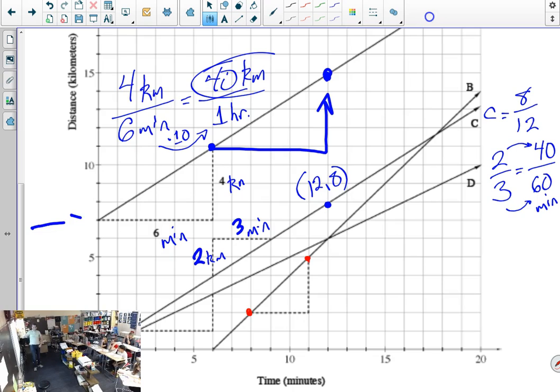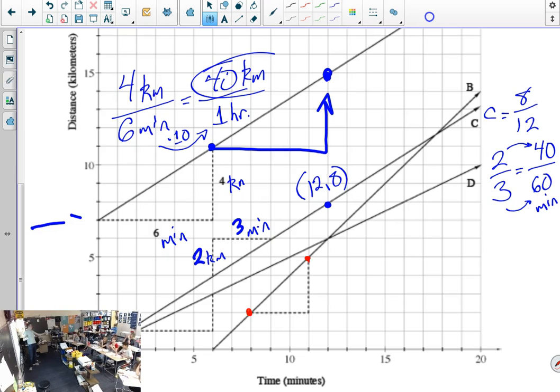If he is riding in a straight line, he's consistent. His speed does not change. So for B, although he doesn't start the race on time, that doesn't affect his speed. That affects when he finishes, and he's going to lose. But look at this, B actually ends up passing C.